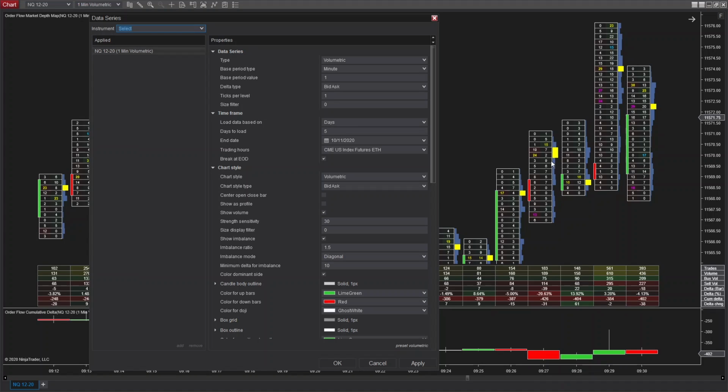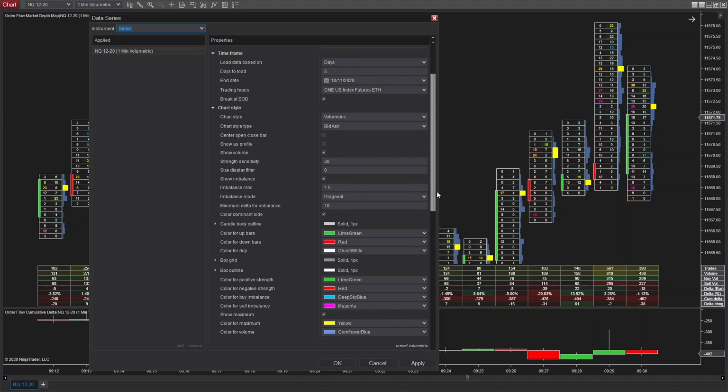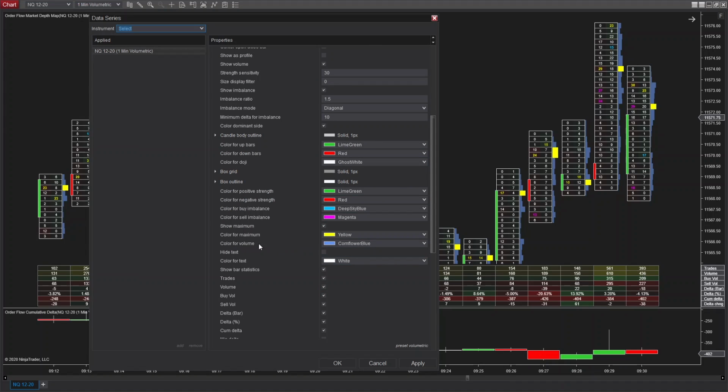And then show volume. That's this right here. This is the volume, and it's going to show you the highest volume traded. Maximum volume is yellow, as you can see here, and cornflower blue is just the volume. So this was the highest volume traded at each candle. You can enable that by showing this, show maximum. Any questions there? No, looks like everyone's on the same page. Okay, great.